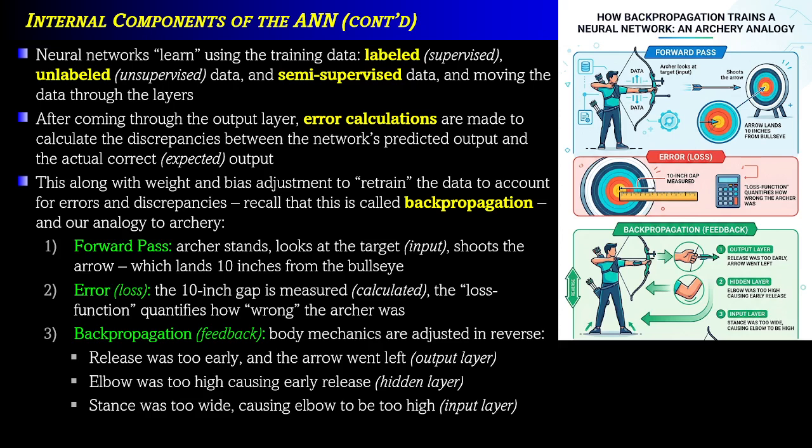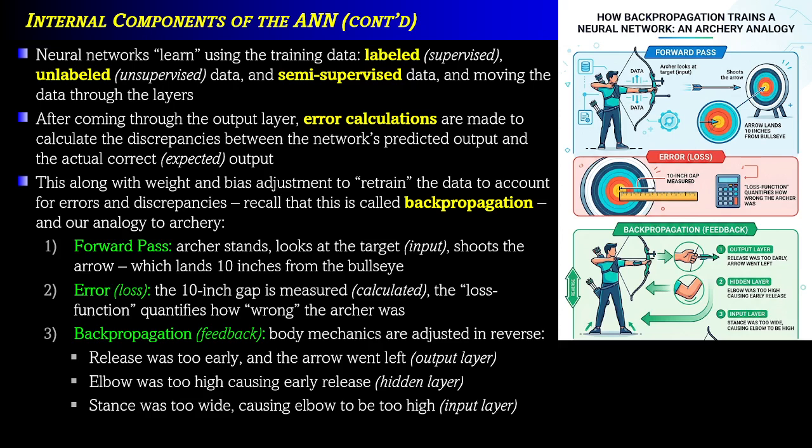So that's one of our hidden layers. Yes, we've realized that we released too early, but hidden within that was the fact that our elbow was too high. And maybe our elbow was too high because our stance was too wide. Our feet were too far apart, which caused our elbow to be too high. So these would be the hidden parts of the process that we're going to make subtle adjustments to. Maybe we're going to bring our feet closer together, which will result in our elbow dropping down slightly, which will result in us releasing the arrow a little bit later, which will result in us not being 10 inches away from the bullseye, but maybe being 9 inches away from the bullseye.